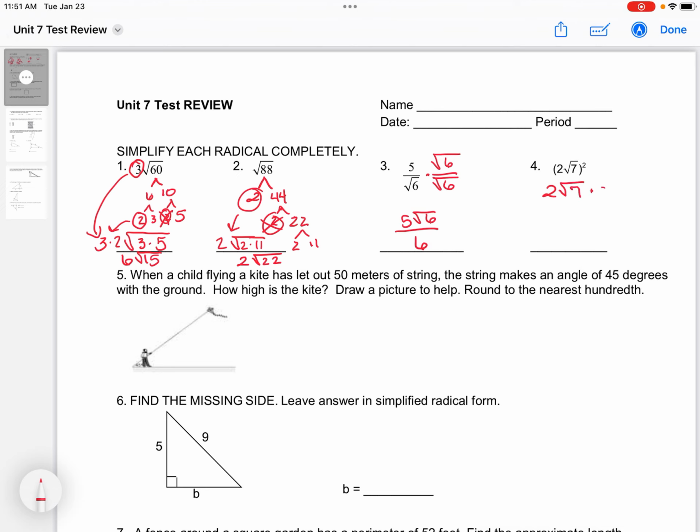For number 4, we're multiplying 2 times the square root of 7 times 2 times the square root of 7. So the numbers outside get multiplied together. The numbers inside get multiplied together. And hopefully you go, oh yeah, square root of 49 is 7. There's nothing left to go inside the radical. So the answer is 28.